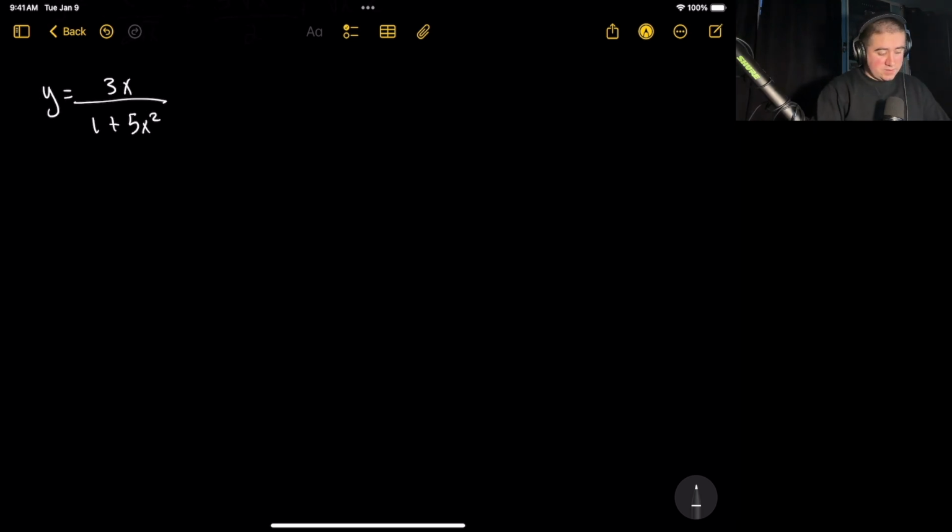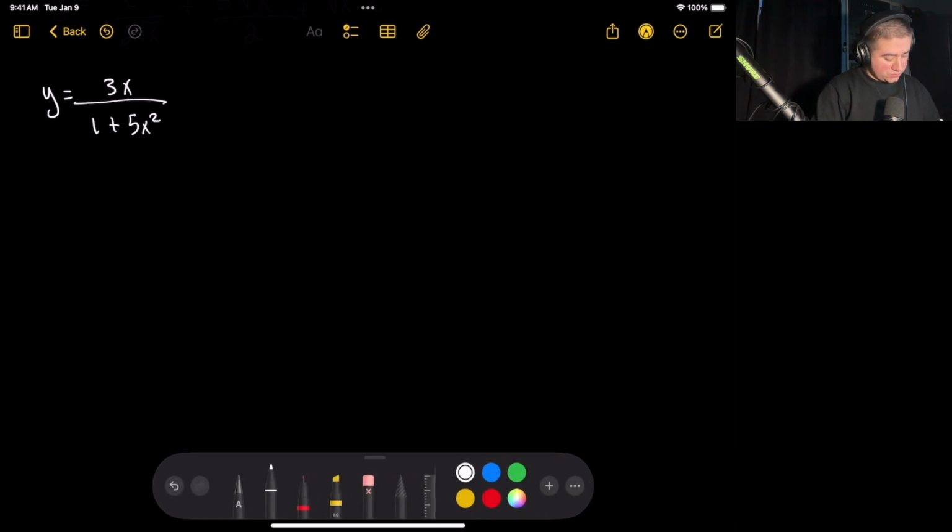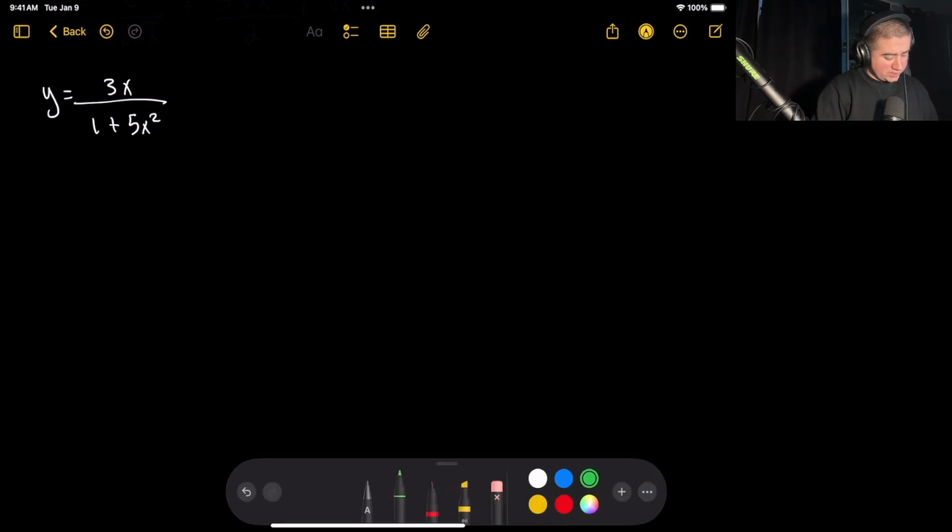All right, let's do a little bit of an easier one here. We just have this final one. We're going to have y equals 3x over 1 plus 5x squared. We're going to have to use the quotient rule. Let me color code that. Let's put it in green.